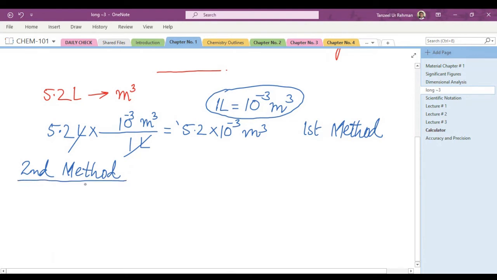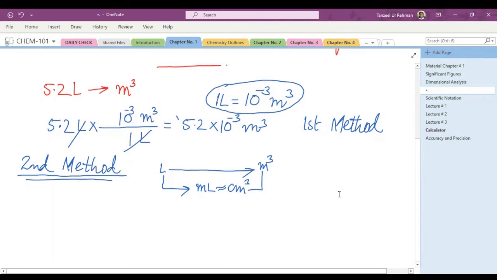What is this method? In this method, first we change liter to milliliter. Now milliliter is equal to centimeter cube. Then change centimeter cube to meter cube. So one is the direct method, which we have already discussed, and the second method is first change liter to milliliter, and then milliliter is equal to centimeter cube, which we discussed in our previous lecture, and then change centimeter cube to meter cube. How?